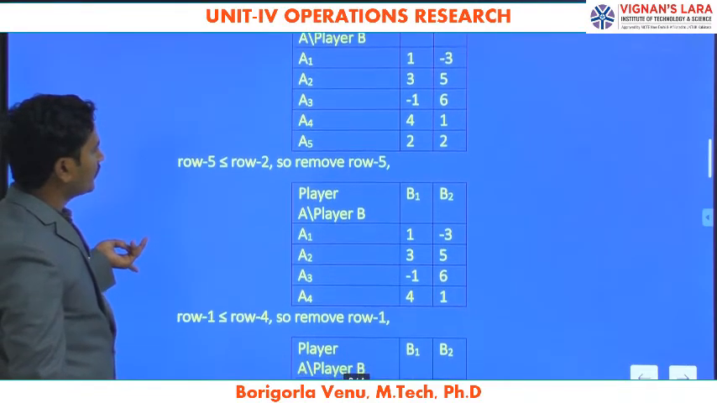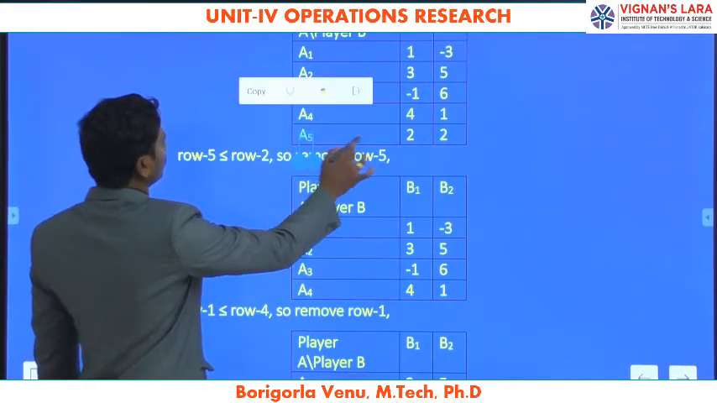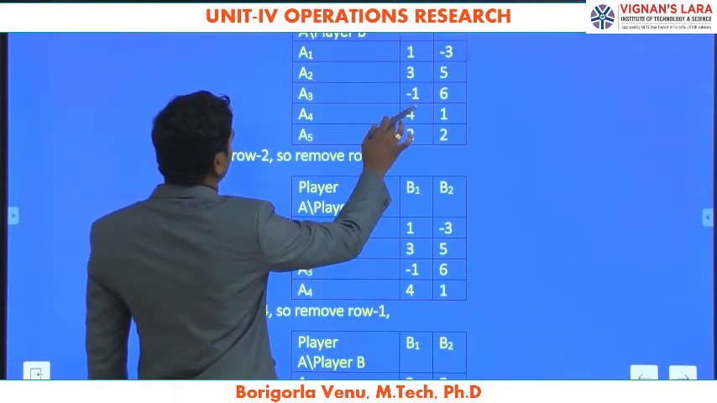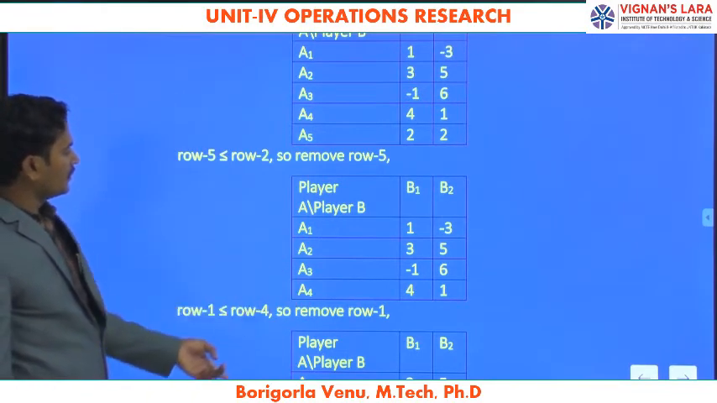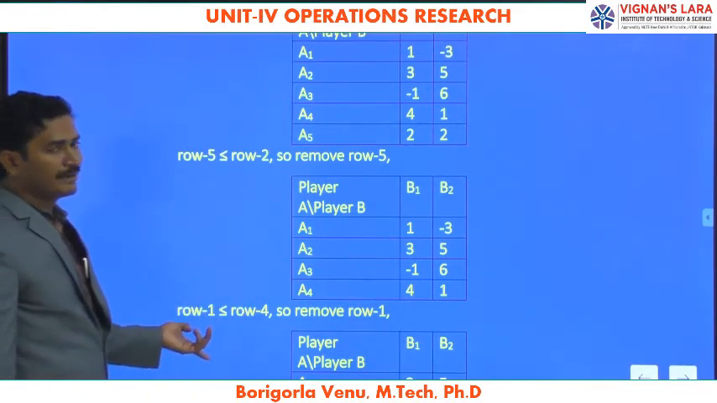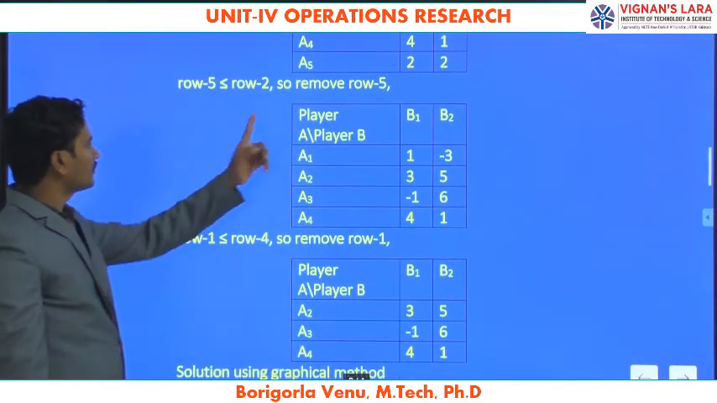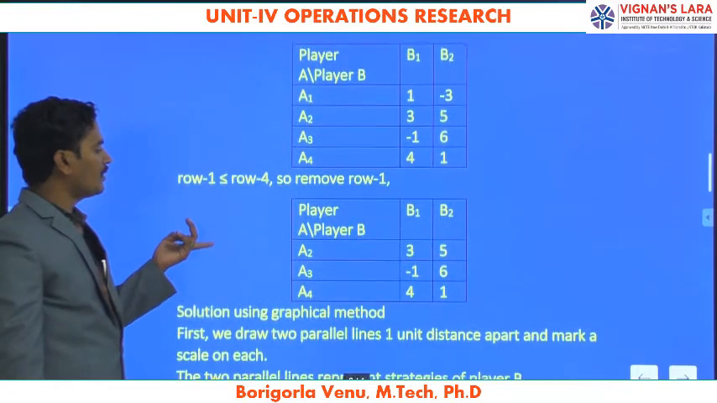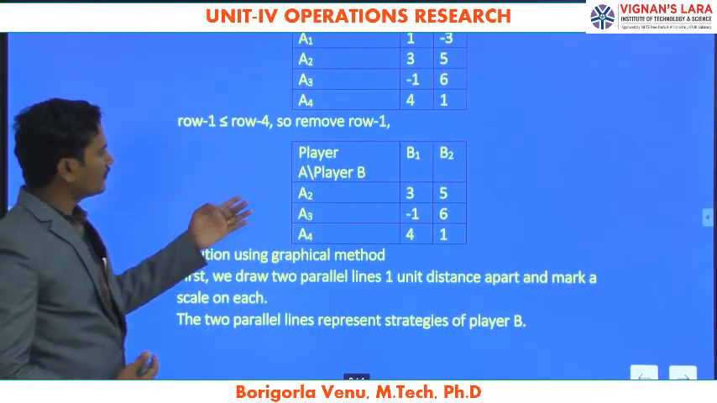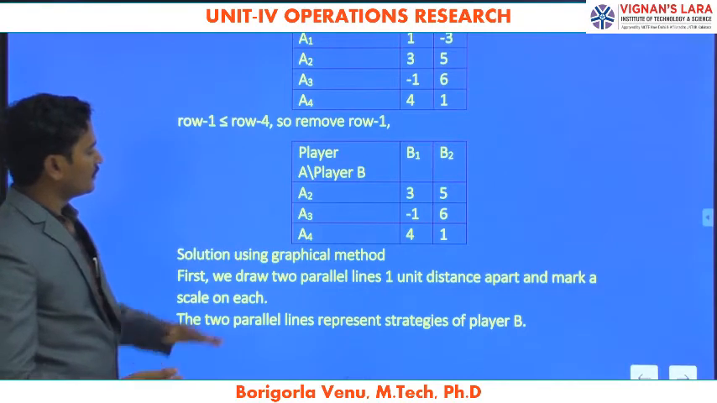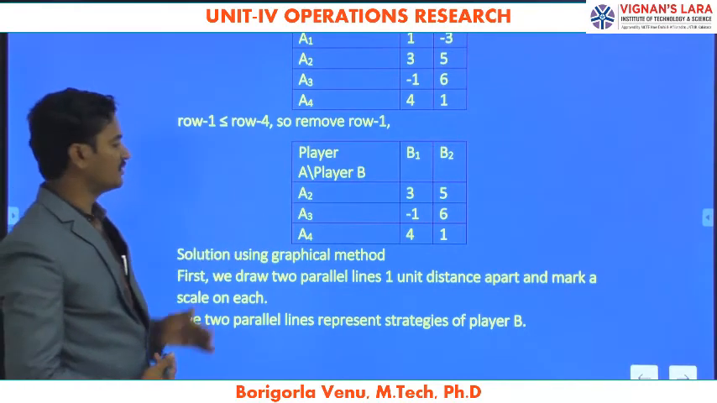Okay, here again I am going to take row 5 and row 2. From this I get that row 5 is dominated by row 2. So I am going to delete row 5. After row dominance, finally we have a 3 row matrix. We get the 3 rows. Here the dominance is not possible for these 3 rows.